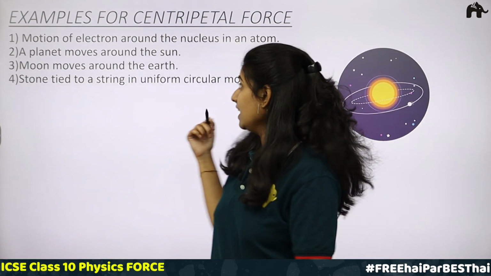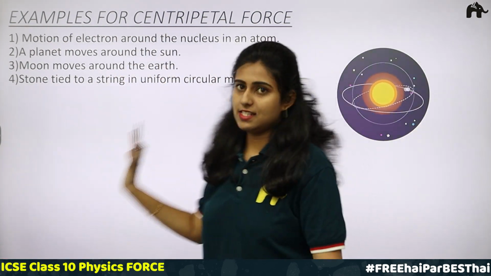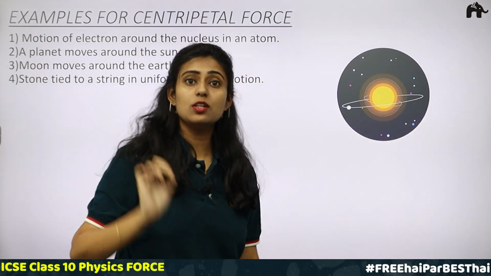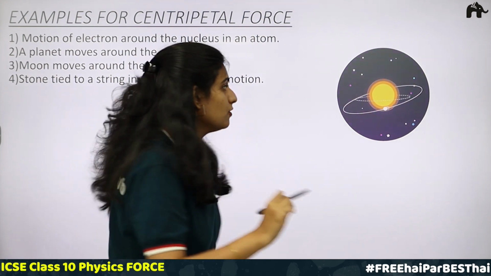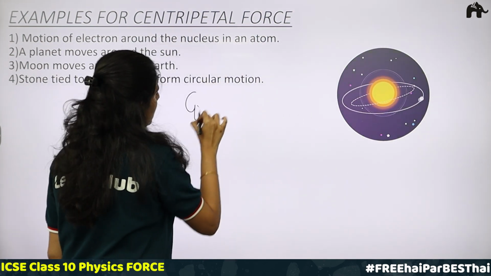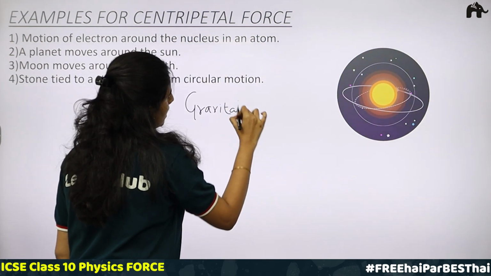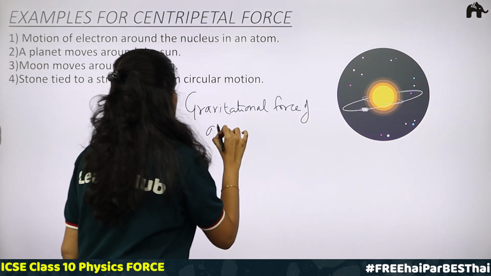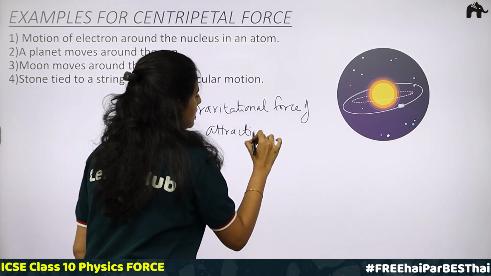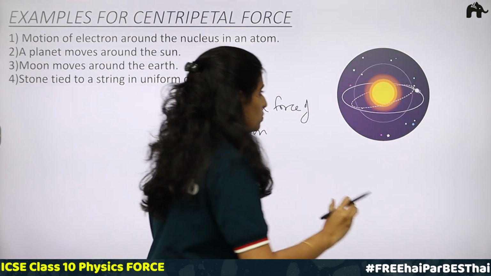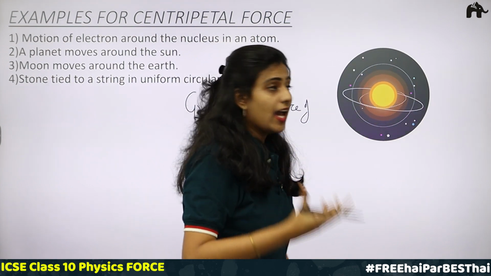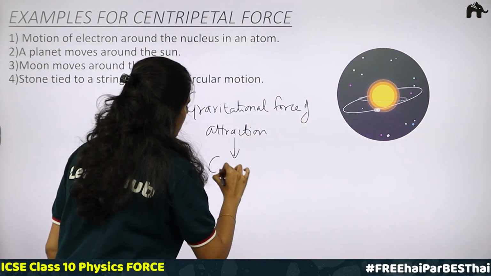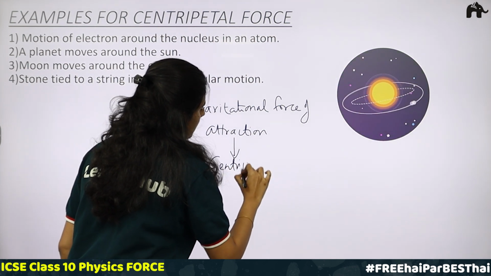Clear? Second example, a planet moves around the sun. How does planet move around the sun? Again, planets move around the sun in circular orbits. Here, the force is the gravitational force of attraction. Okay, there is a gravitational force of attraction between the planets and the sun. This gravitational force of attraction creates the required centripetal force.